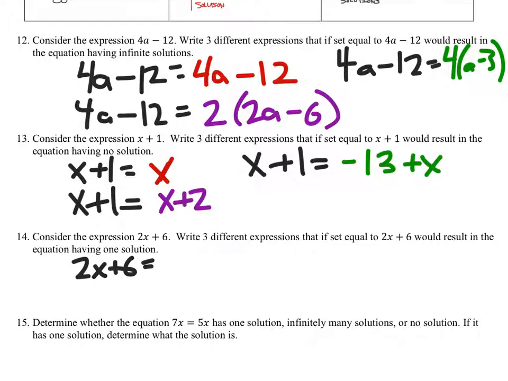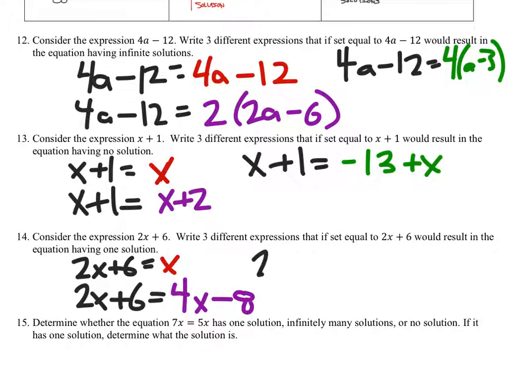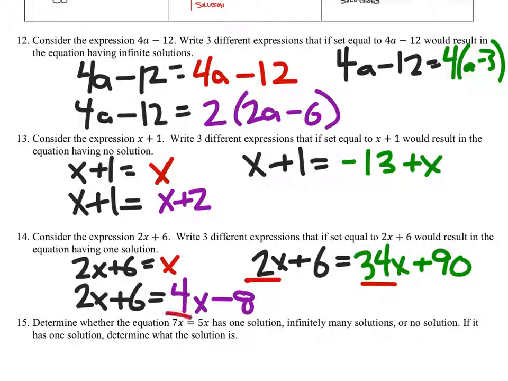This one we want one solution, so 2x plus 6 equals x would work. What about 2x plus 6 equals 2 parentheses x plus 1? 4x minus 8 would work. What about 2x plus 6 equals 34x plus 90? Why would 4x minus 8 work? The main thing we're looking for right here, again, is that these have different slopes. That is all we need to produce one solution.